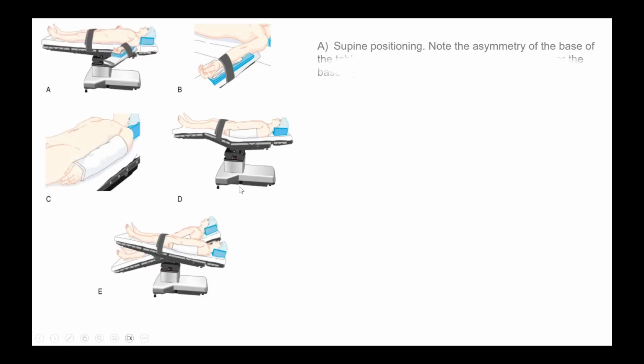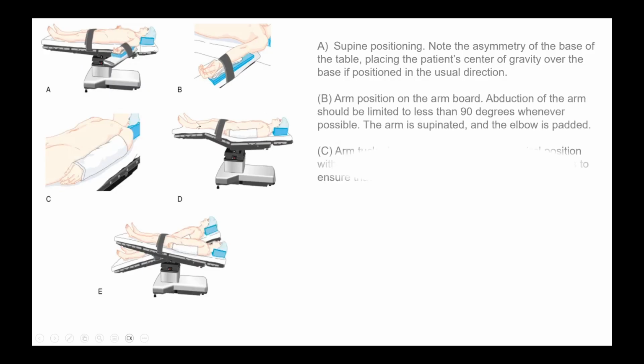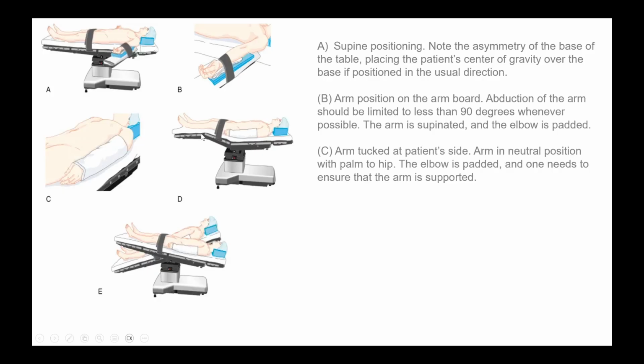Now, this is the supine position with the modifications. You can see here the abduction is very much reduced, and the leg positions are all a little flexed. This is mainly for your information. You need not write all these things in your examination.